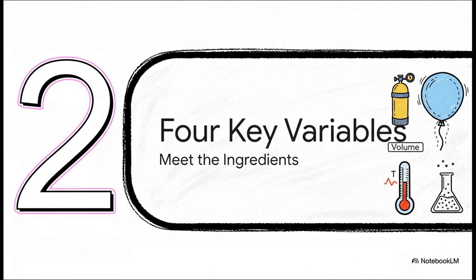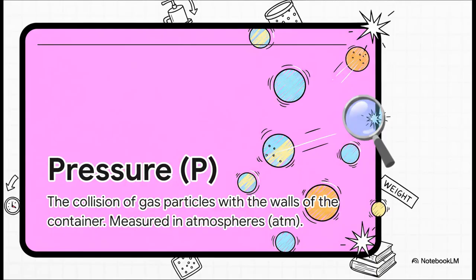The ideal gas law is really all about the relationship between four key properties of a gas. So to really get the full recipe, we've got to get to know the ingredients first. First up is pressure. I want you to imagine a wild storm of microscopic particles all playing bumper cars with the walls of their container. The more collisions there are, or the harder those collisions are, the higher the pressure. We usually measure this in atmospheres, and 1 atmosphere is basically the pressure we're all feeling right now.